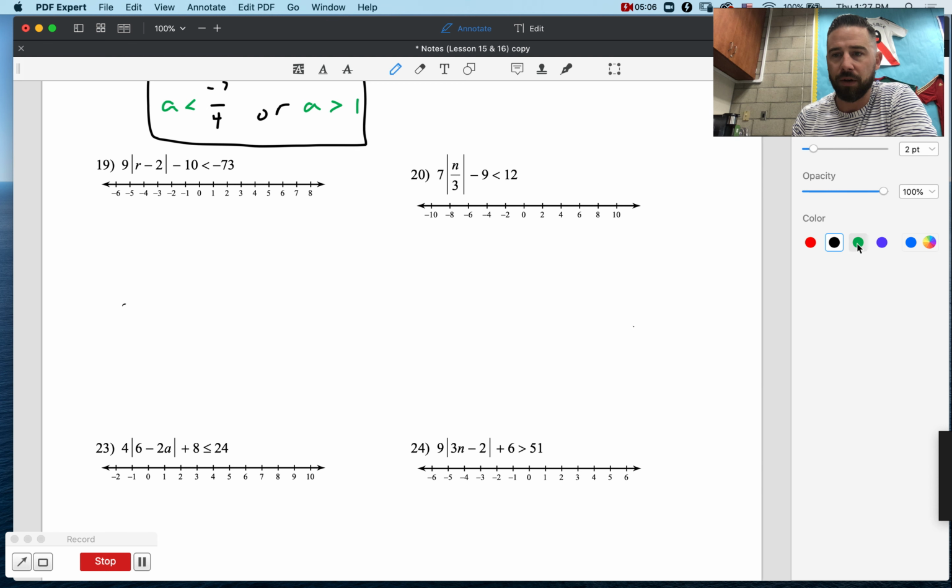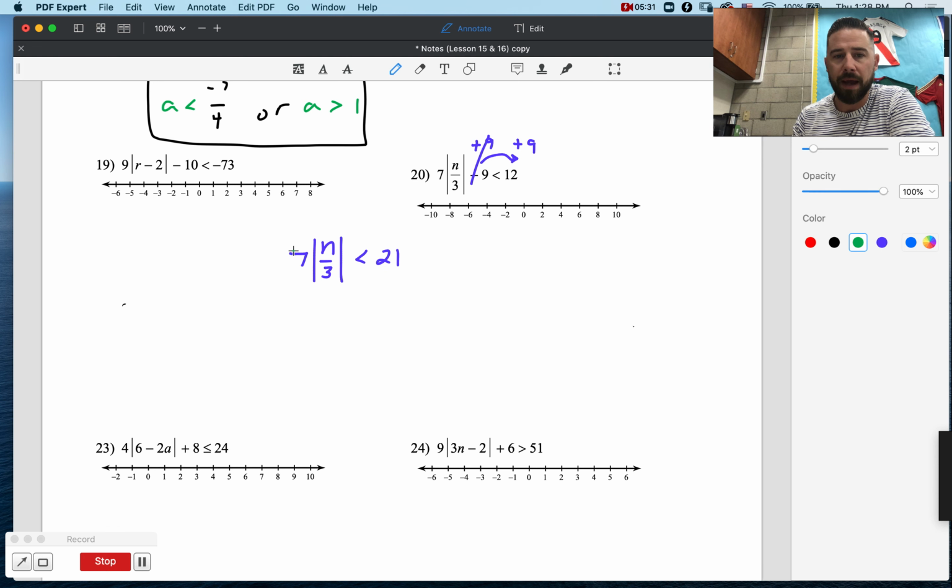Okay, I'm going to shift a little bit over to 20. And what we're going to do first is we're always going to add or subtract first. So let's get this negative 9 over here. We're going to add 9 and get rid of them. So we have 7n over 3, and then we still have our sign. And it looks like we have 21.